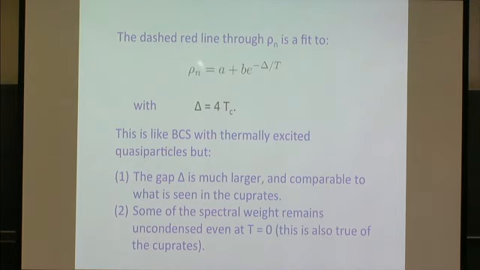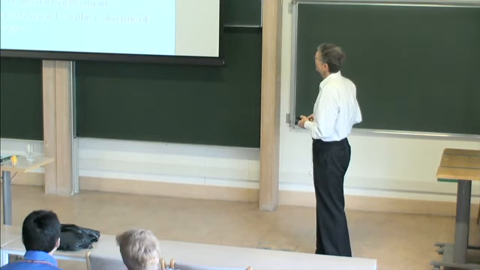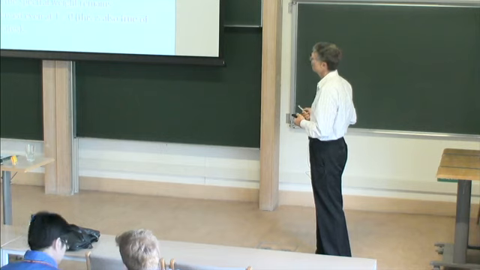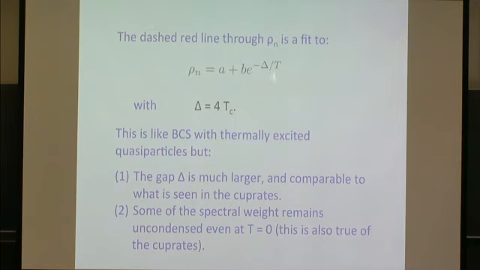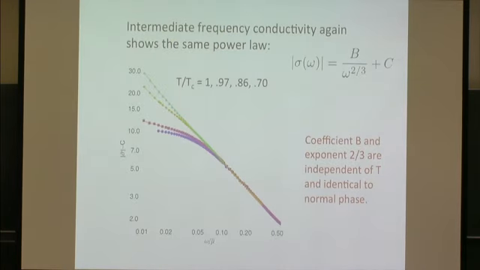The normal component density has a fall off which goes like e to the minus delta over T. So this is very much like BCS theory, where you have some thermally excited quasi-particles at low frequencies, below the gap. The interesting thing is that the gap we read off from here is larger than the BCS gap. We find that this goes like 4 times the critical temperature rather than the more standard 1.7 or so.